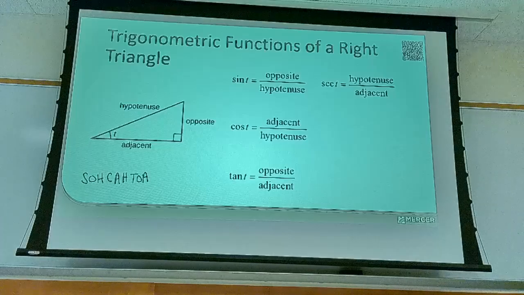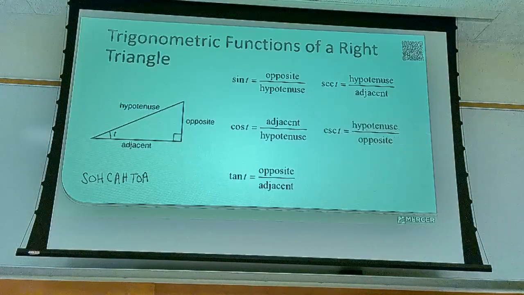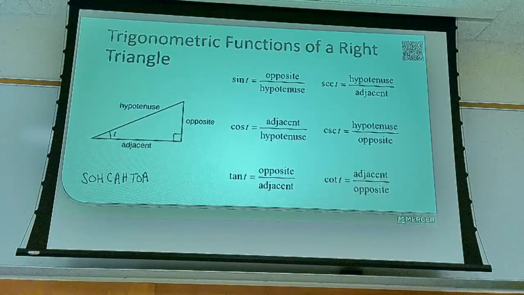Then you have secant. Remember, that is just the reciprocal of cosine. So that's hypotenuse over adjacent. You have cosecant, the reciprocal of sine. That is hypotenuse over opposite. And cotangent, which is the reciprocal of tangent, and it's just adjacent over opposite.